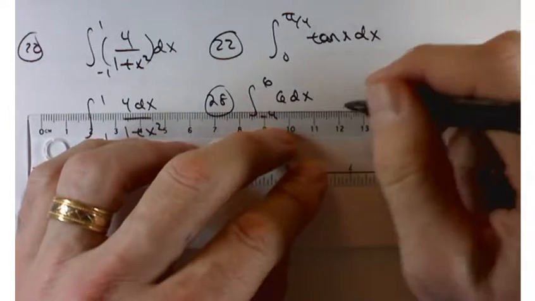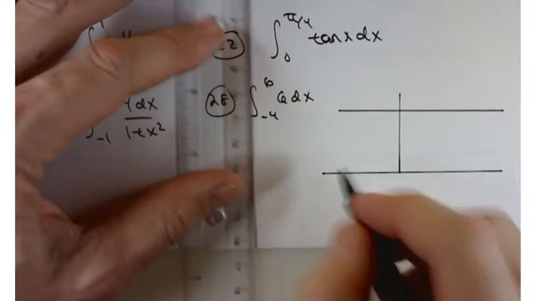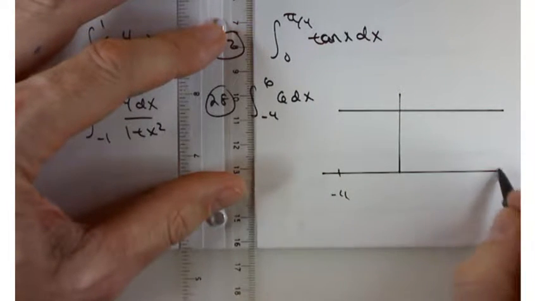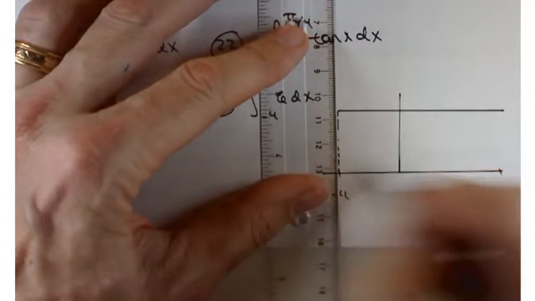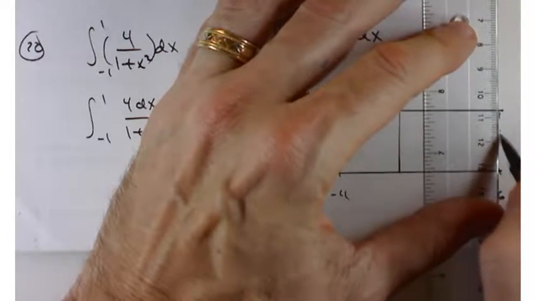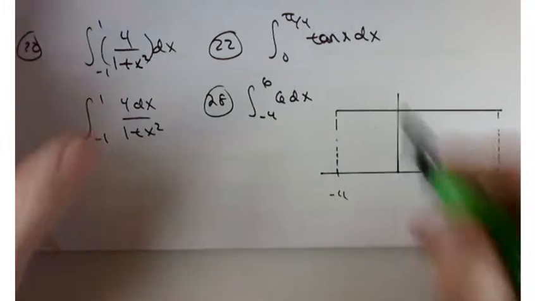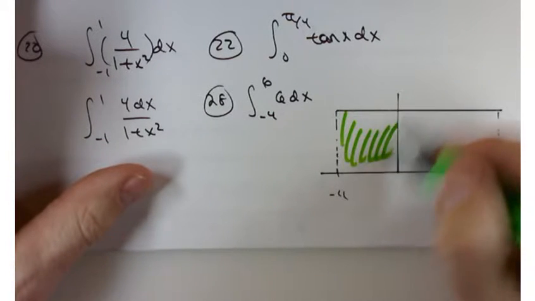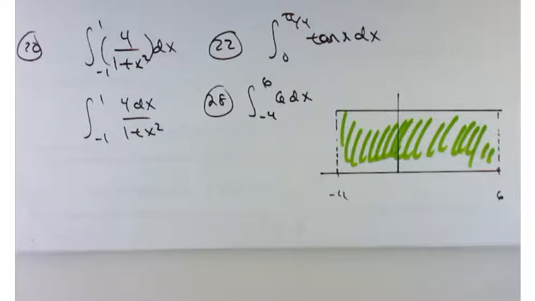So something like that, roughly speaking. So from negative 4 to 6, really what they're looking for is this area. And I don't think we necessarily need to have calculus in our toolbox of mathematical tricks in order to find this area. What's the area of that shaded region?